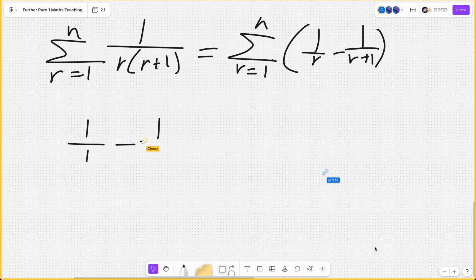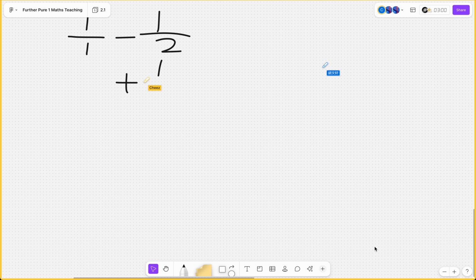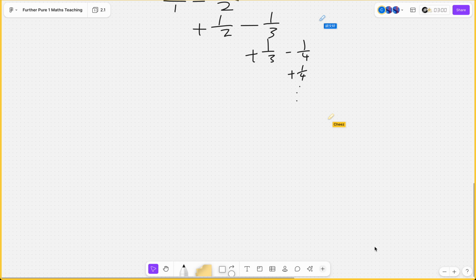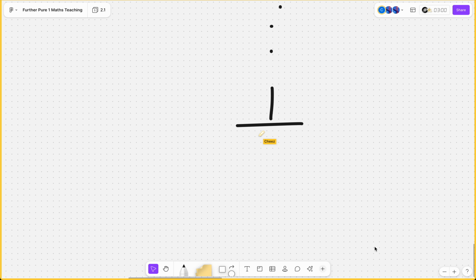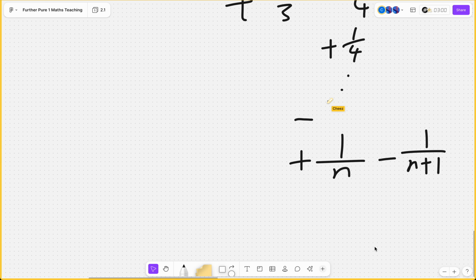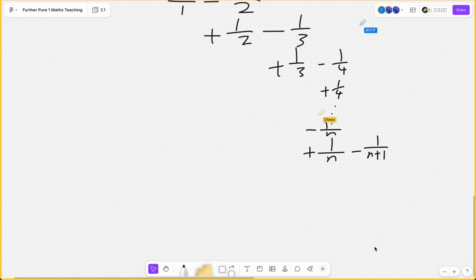It will be 1 minus 1 over 2. Then r is 2, so plus 1 over 2 minus 1 over 3 plus 1 over 3 minus 1 over 4 plus 1 over 4 ... and all the way to the end, where it would be 1 over n minus 1 over n plus 1. The previous term would be minus 1 over n.